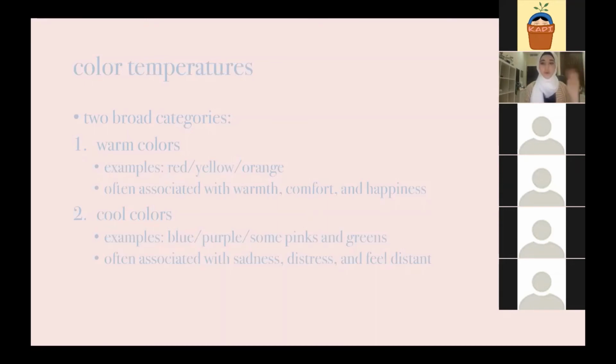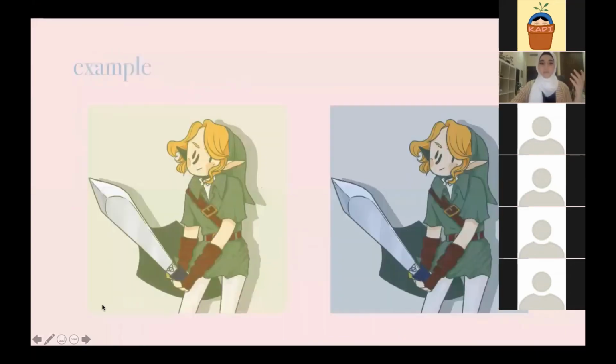You can have warm grays and cool grays, and they can be very helpful. Cool colors are often associated with sadness, gloominess, distress, and they feel very distant and cold. And yeah, these are the color temperatures. However, I have an example here. This is the same drawing, but I've overlaid different colors over it in Procreate. That's also a thing that I'm going to talk about later. It's a very helpful tool.